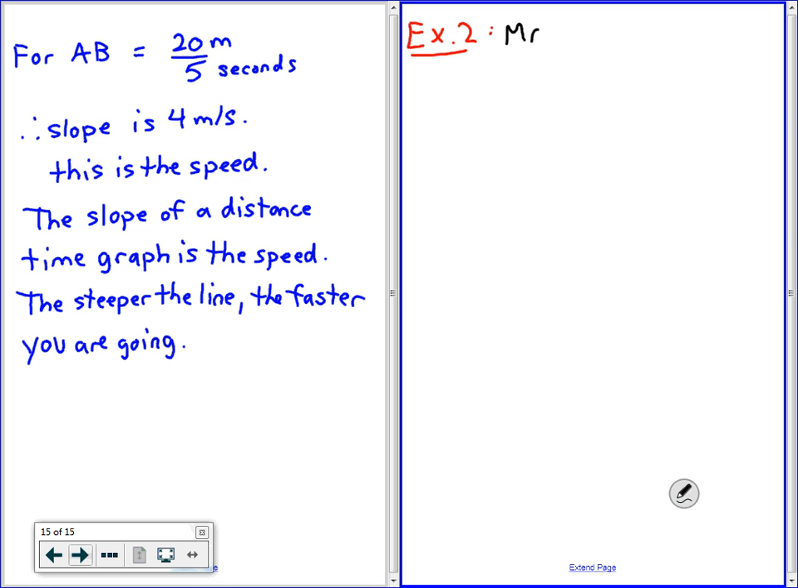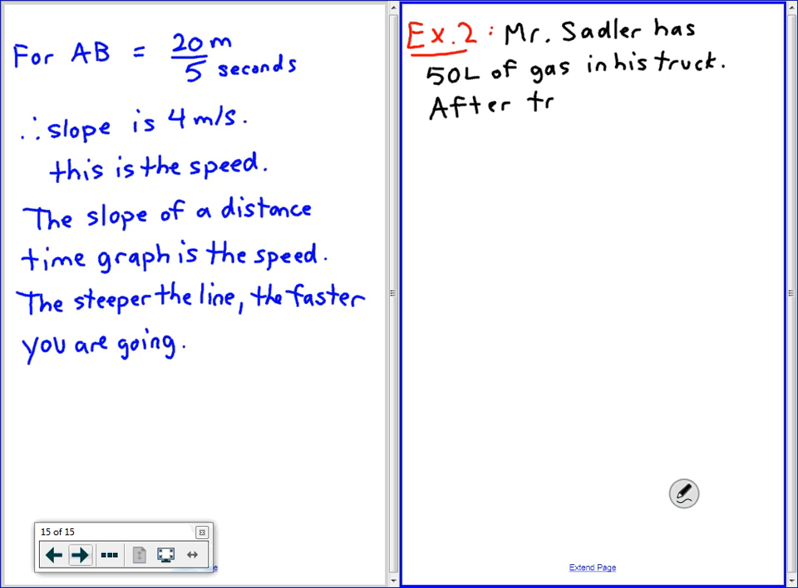Mr. Sadler has 50 liters of gas in his truck. In my imaginary truck. What do you drive now? There we go. After traveling 120 kilometers, he has 30 liters of gas left.